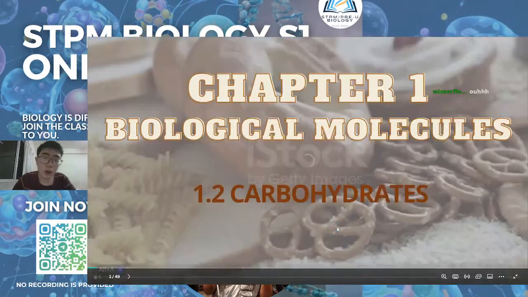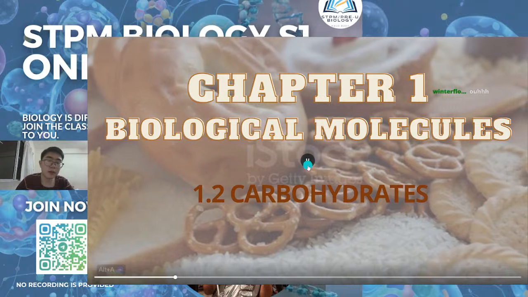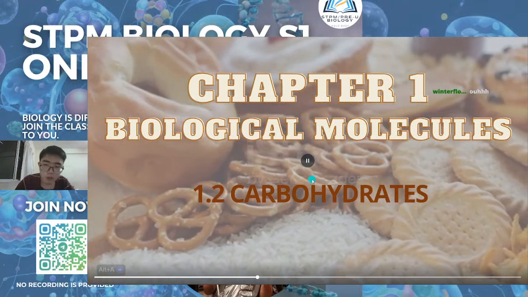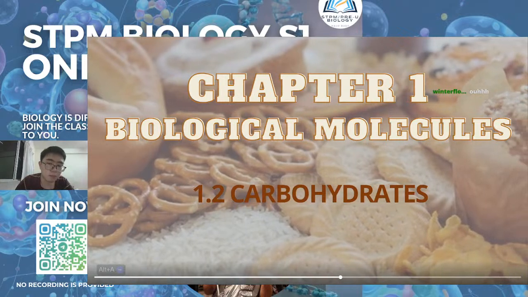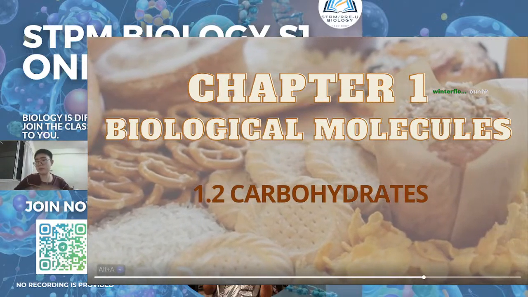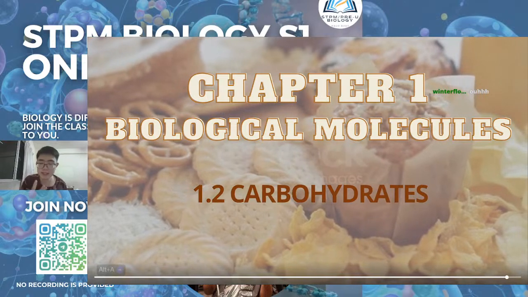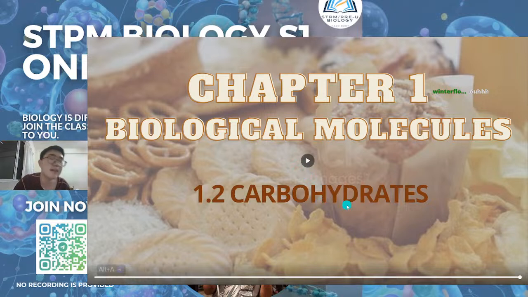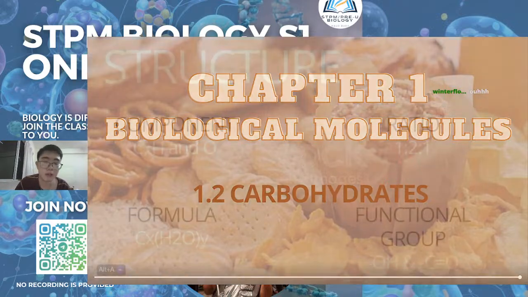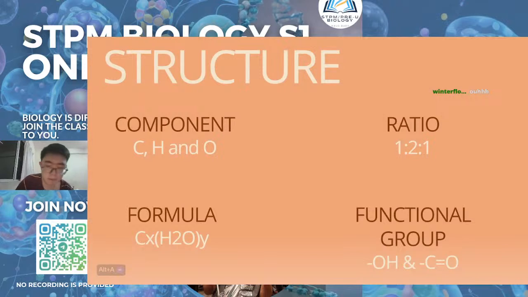Okay, chapter 1, another topic: biological carbohydrate. I think carbohydrate is the most important topic for chapter 1. Water, normally you guys do not think it is important, but I already said if you want to score biology, you should understand all of the theory stated in the NPM syllabus. Okay, carbohydrate. I think all of you know what carbohydrate is.